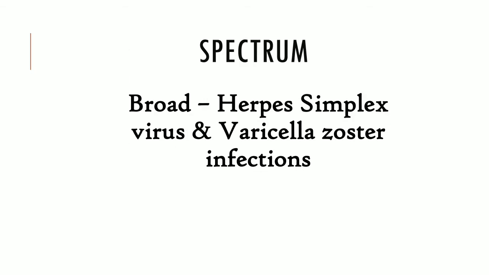Now the spectrum of this antibiotic is, it's a broad spectrum antibiotic because it can be used for the treatment of viral infections. Wherever there is DNA involved, we can use this particular antiviral agent. And mainly acycloguanosine is used for the treatment of HSV infections, that is herpes simplex virus infections, and varicella zoster infections. These are the viruses it is mainly used for, but it can be used for any DNA virus.